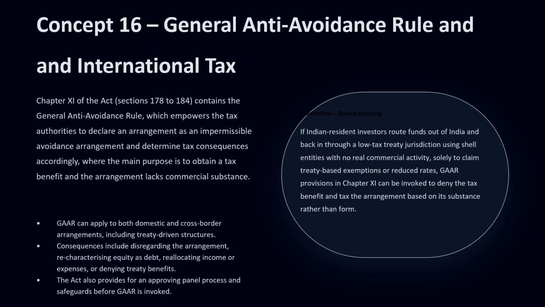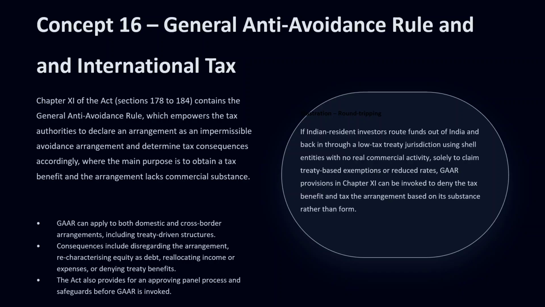So broadly, where the main purpose of an arrangement is to obtain a tax benefit, and it satisfies tests, such as creating non-arm's length rights and obligations, resulting in misuse of provisions, maybe lacking commercial substance, or being carried out in a manner not ordinarily employed for bona fide purposes, it can be declared by the government as an impermissible avoidance arrangement.